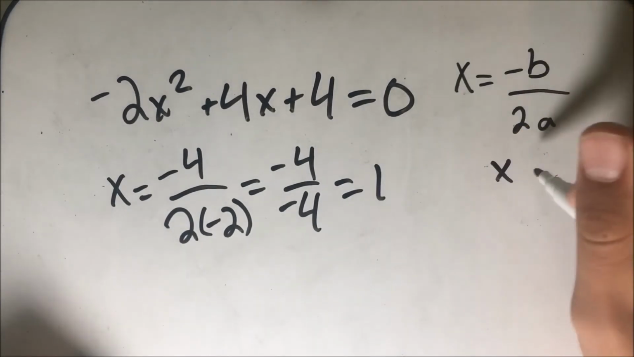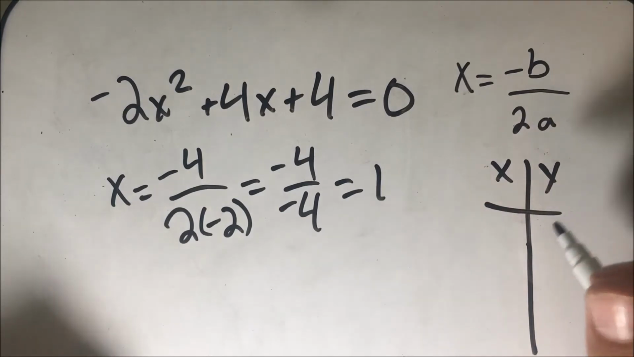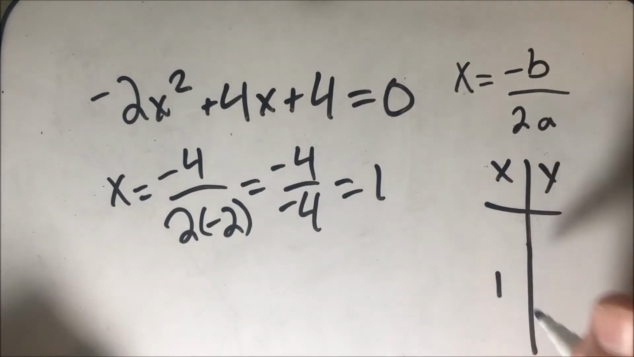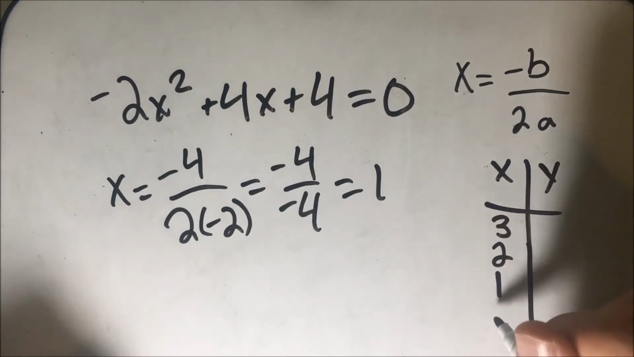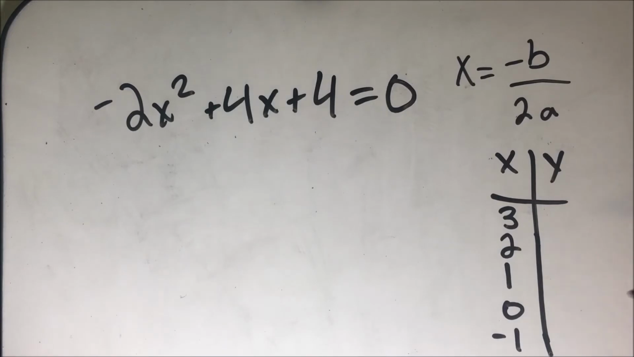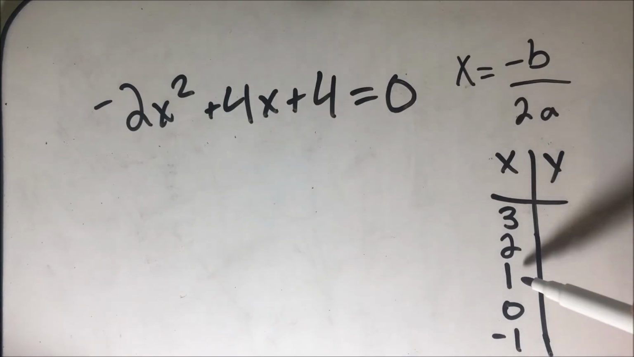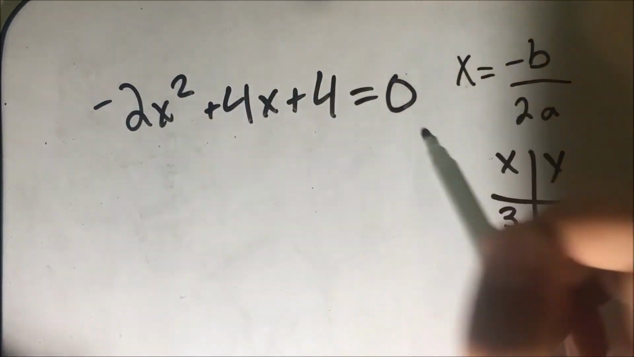So now if we make our t-chart again, let's put 1 in the middle, just like how we did last time, because it's the vertex. Then I'll count up right here, and then count down, so that's 0 and negative 1. Now it's time to find the y values again. So we're going to start with the vertex, which is 1. So we're just going to plug it into the original equation once again.